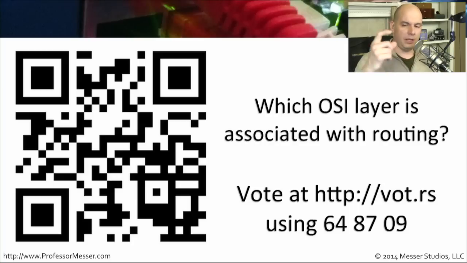And you can either click the QR code reader or go to vot.rs and choose 648709. This is one of those things that when we're trying to work the OSI model and understand how it works, we need to understand what happens at different layers. And there is an OSI layer associated with routing. The options available to you are layer 1, layer 2, layer 3, layer 4, or layer 7. This will be an interesting one to look at. Then we can all fight over what routing really means after we're done here. But there is a sort of standard perspective.